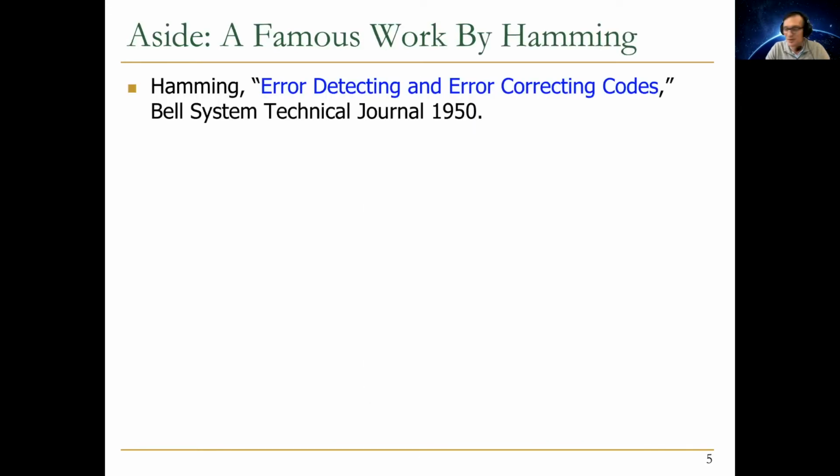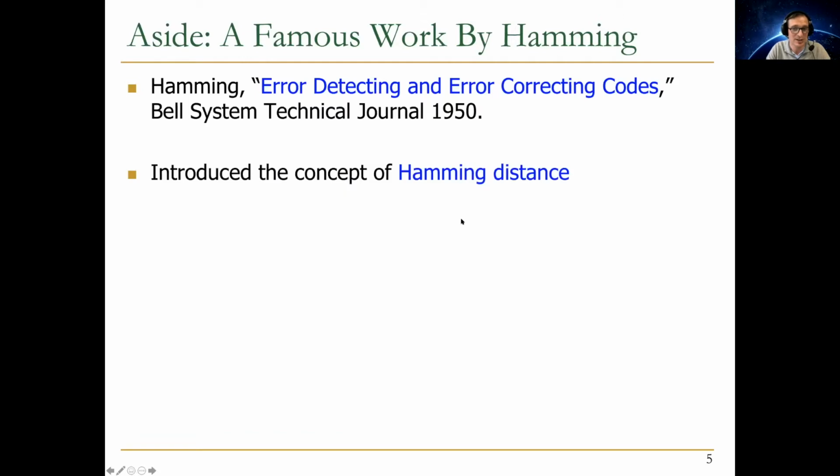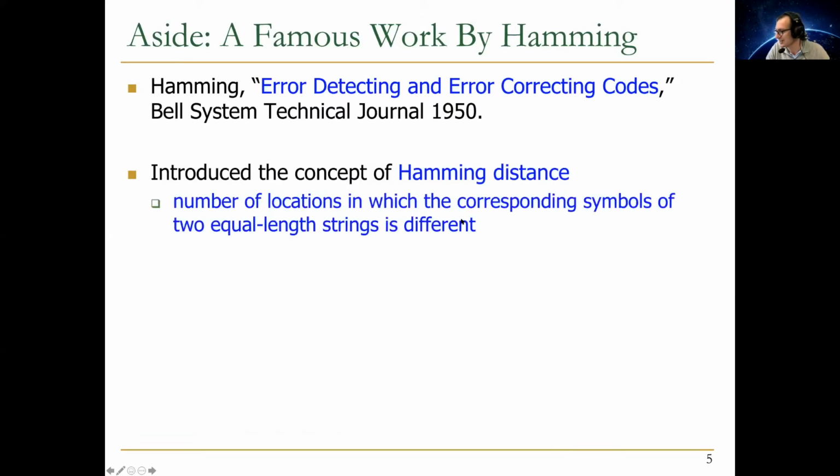Okay, so somebody asked, is this person Hamming, the person from the Hamming distance? And the answer is yes, basically. Richard Hamming, this is an aside, and I'd recommend taking a look at it. He introduced the concept of Hamming distance as well as error detecting and correcting codes. And Hamming distance, if you don't know about it, is a metric to compare two equal length strings. Essentially, the metric is defined as the number of locations in which the corresponding symbols of two equal length strings are different.